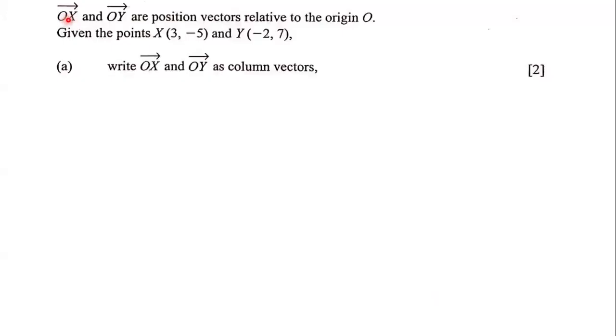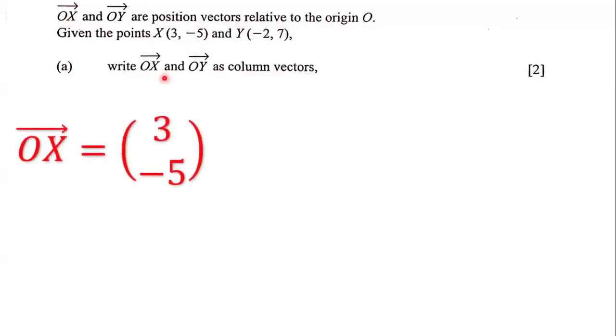The vectors OX and OY are position vectors relative to the origin O. Given the points X, which is (3, -5), and Y, which is (-2, 7), write the vectors OX and OY as column vectors. In order to write the vector OX as a column vector, we're just going to take the coordinates of X and, instead of writing it horizontally, we're going to write it vertically.